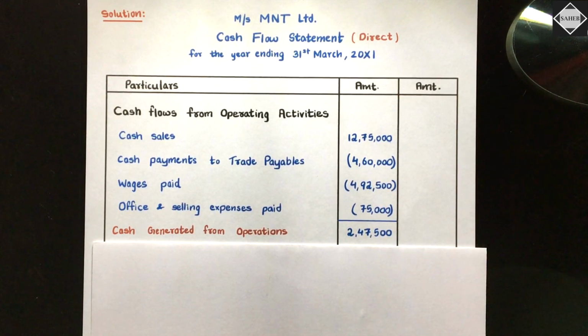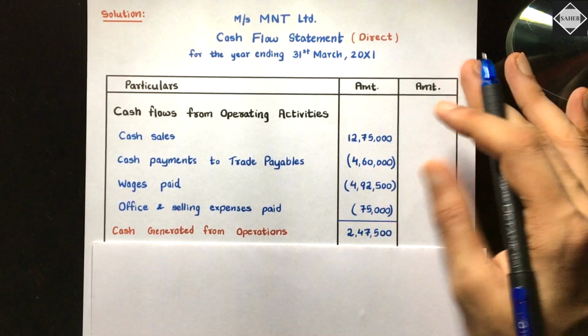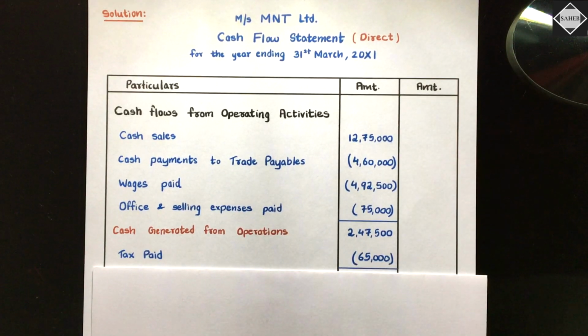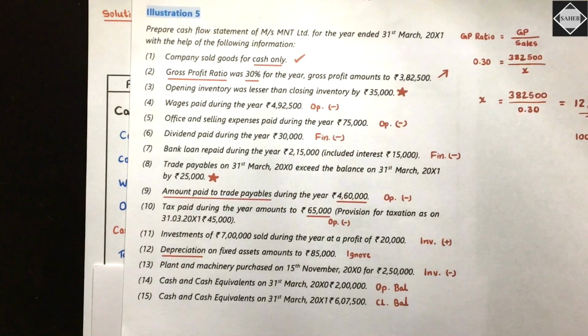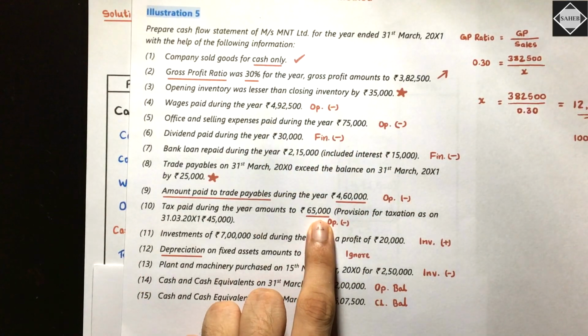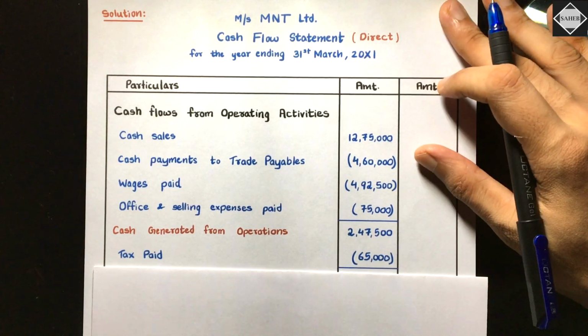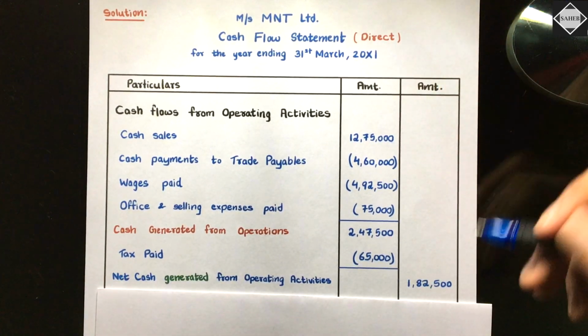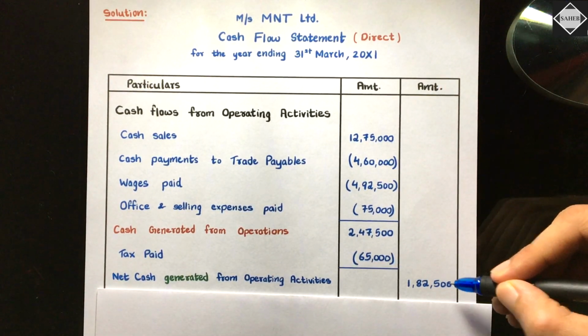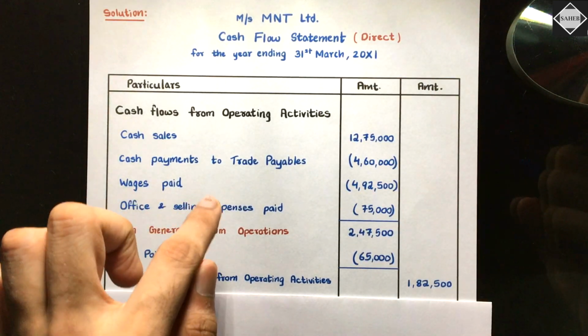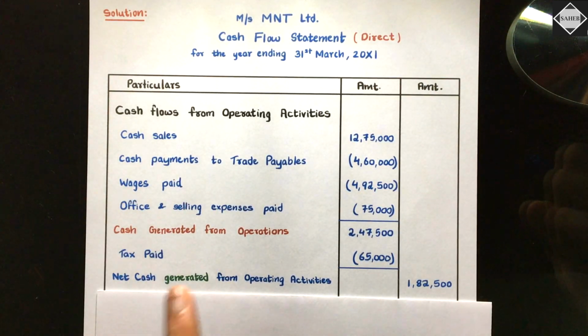We always do this. We make a sum, then we subtract the tax paid. So tax paid is how much? 65,000. It's given in the question. They also gave us provision for tax, but provision for tax we have to ignore. So only 65,000 we will subtract. Clear? 2,47,500 minus 65,000, that is equal to 1,82,500. Now here we have got a positive figure. That means this much cash we have generated from operating activities. So net cash generated. Clear?